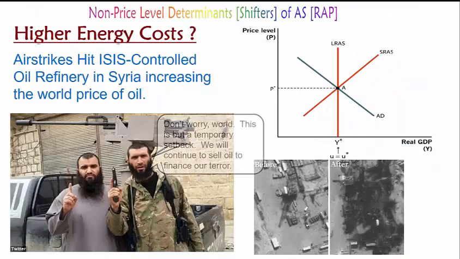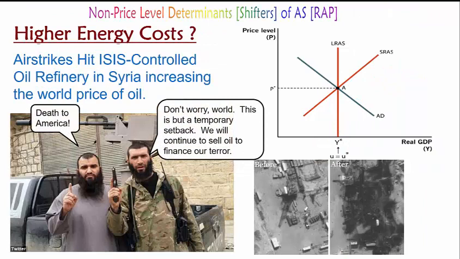Here's another example. Looks like some airstrikes hit some ISIS-controlled oil refineries in Syria, and that has increased the world price of oil. So if oil costs more, that means utility bills, electric bill, transportation costs, everything's going higher. And when something goes higher for a business, that's not good for them, so the AS curve shifts left. New equilibrium point B, higher price level, less output.